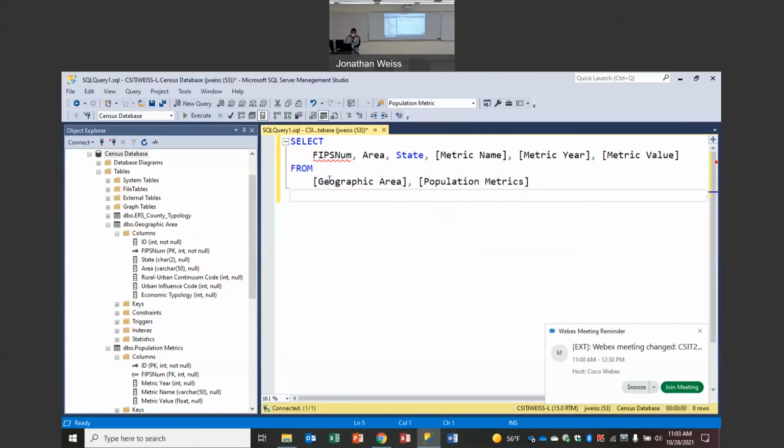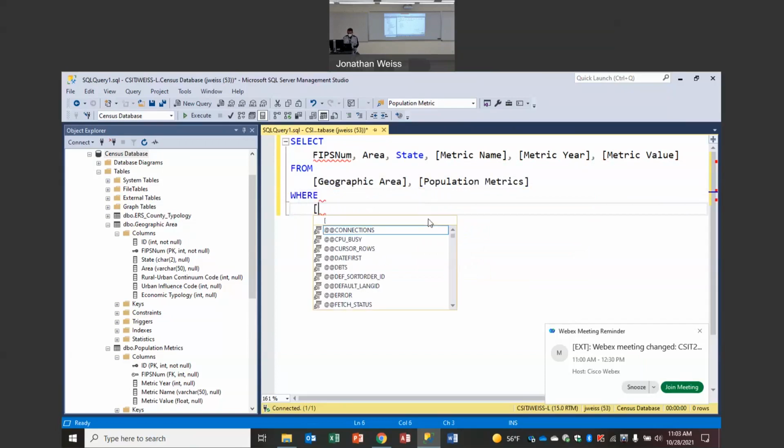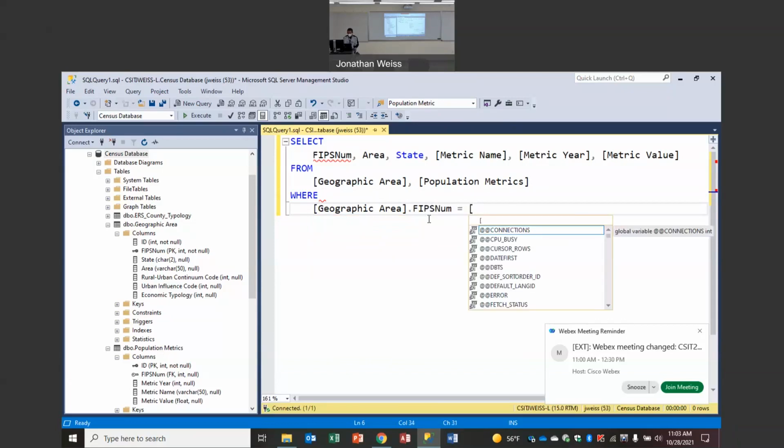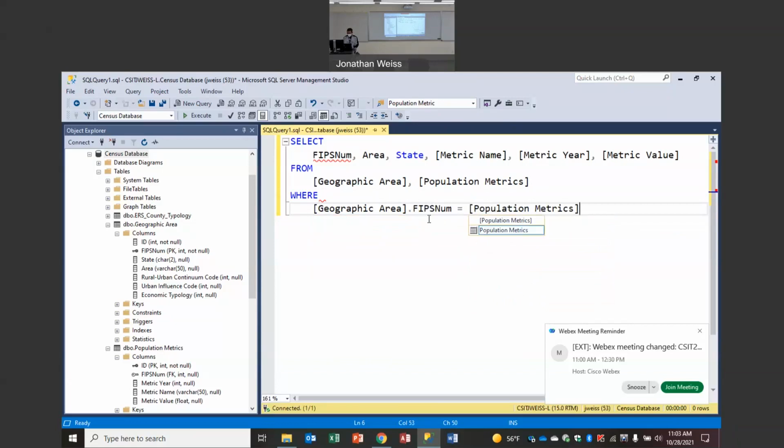The next thing we need is the join clause. How are these tables joined together? We can put that in a where statement; I'll do it another way in just a moment. But the join clause here is that the geographic area FIPS number has to equal the population metrics FIPS number. That's our join clause.